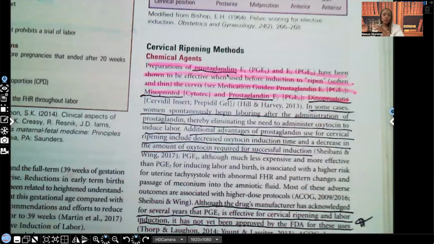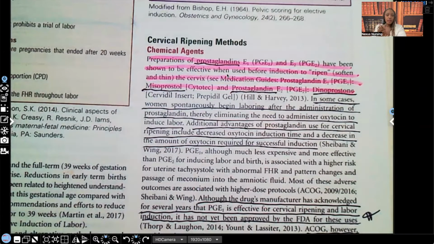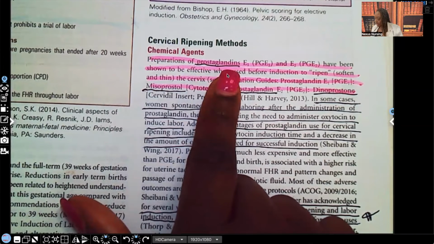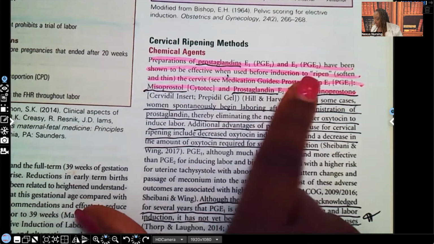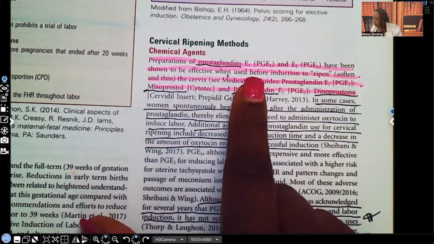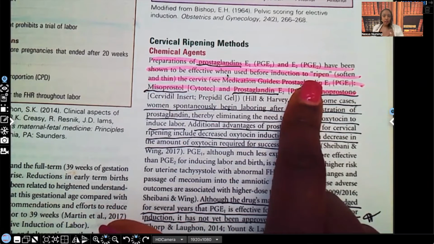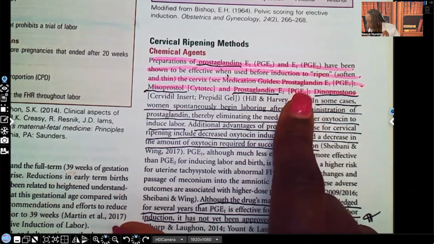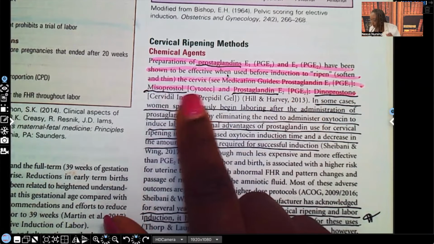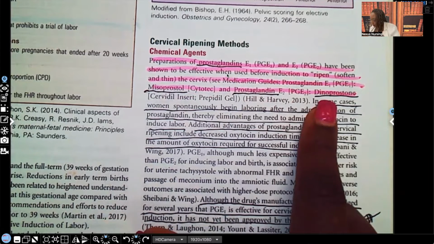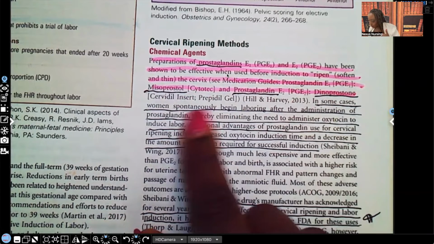So let's talk about cervical ripening methods, chemical agents. So preparations of prostaglandin E1, E2 have been shown to be effective when used before induction to ripen, to soften, to thin the cervix. You guys have to know those two medications. We're going to talk about them. So we have misoprostol, Cytotec, and prostaglandin E2, dinoprostol, that's your Cervidil.